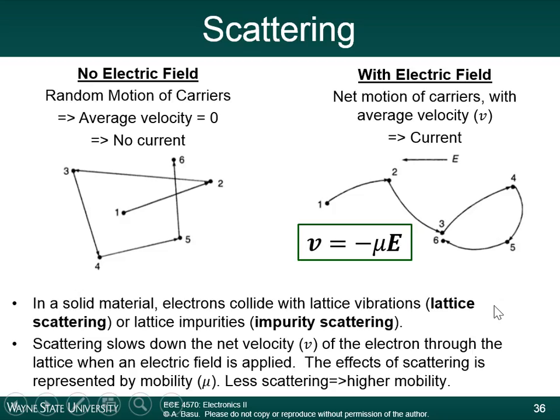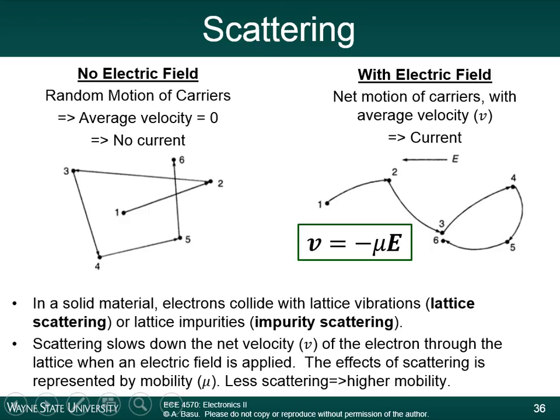It is accelerated in this direction by the electric field. It always moves opposite the electric field. Then it collides with the second element here. It keeps on going in this direction. Then it collides with the third element. It keeps on moving in this direction. And then some collisions could even cause it to move in the opposite direction. Okay? But you see that the net movement between point 1 and point 6 is still in a direction opposite the electric field. So you have a net movement, net displacement, and you have a net velocity.